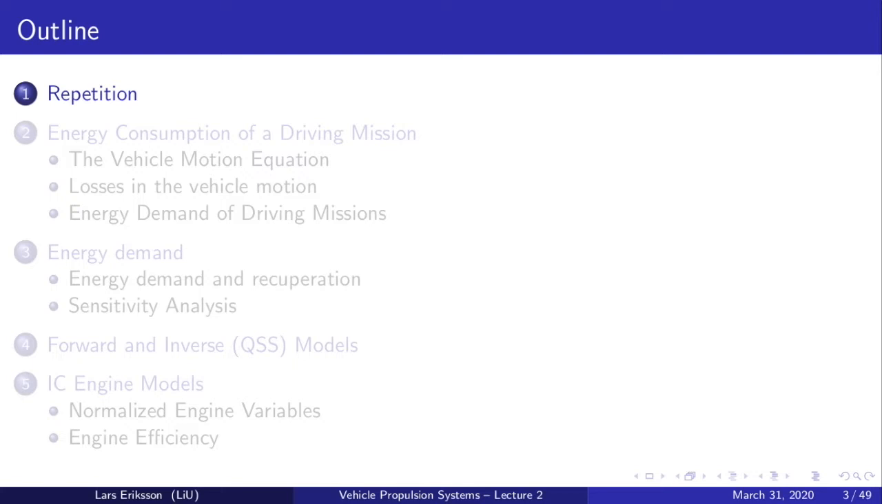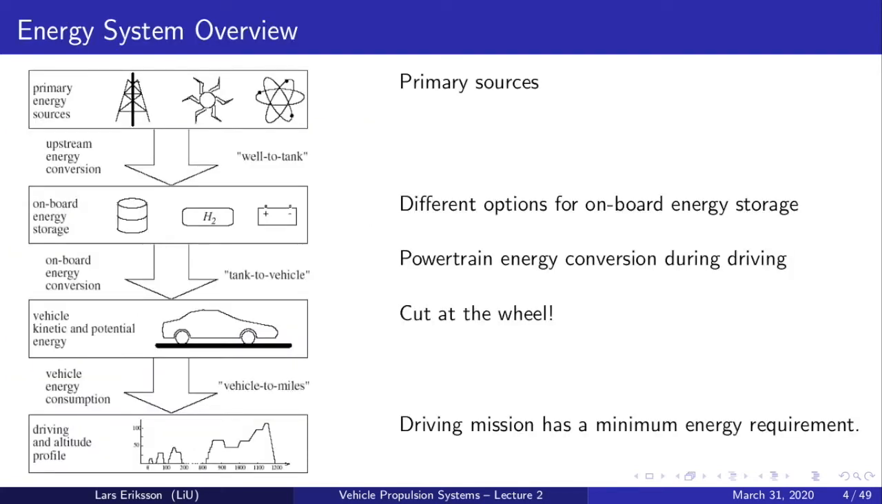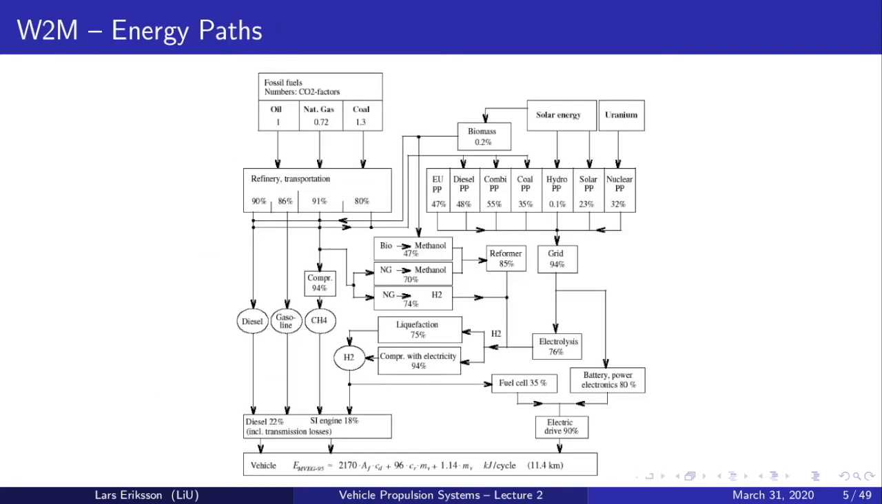A bit of repetition before we enter the main subject of today. Last lecture we talked about the energy system from primary sources, and then we looked at different options for energy storage, and we looked at the powertrain energy conversion, and we discussed the cut at the wheels, and we talked about driving missions. We also talked a little bit about backcasting. So we look at what we have down here, and then we can propagate up. We can get numbers for how high or low CO2 will be for different design options that we're making.